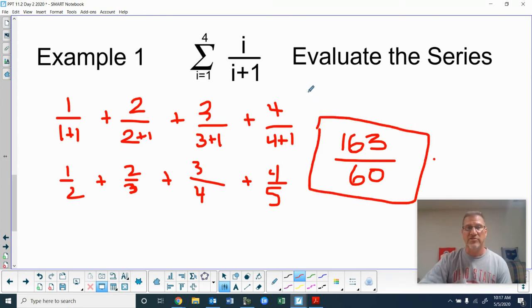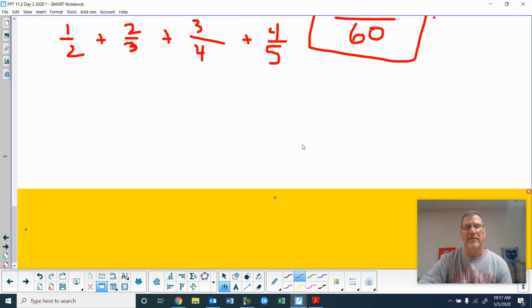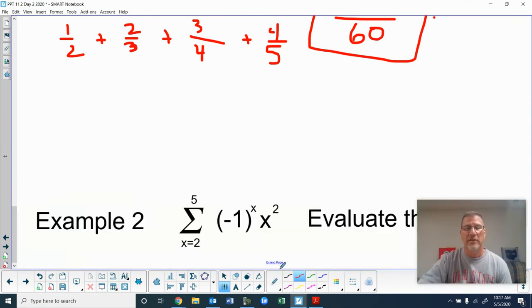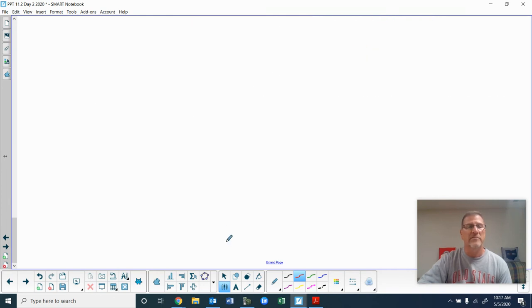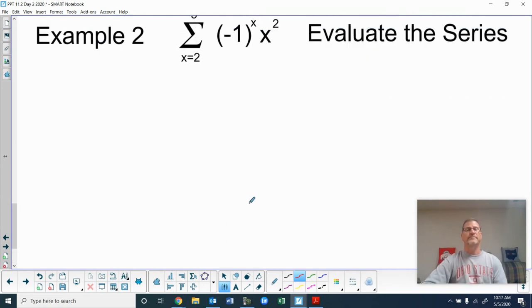Every year I have some kids who forget to add them up. They do all this right, and then they go on to the next problem. So don't be in a hurry. Okay? And then the second one, we'll just get rid of that shade and extend it. All right, so we're going to evaluate this one.